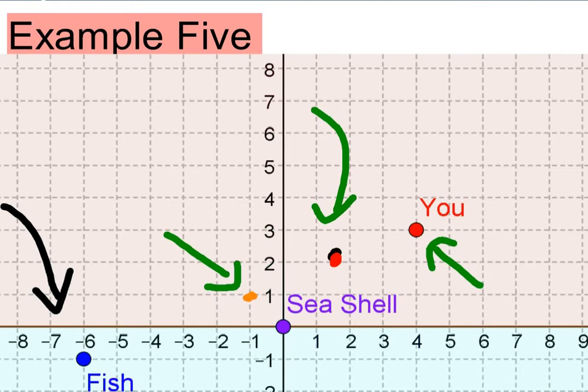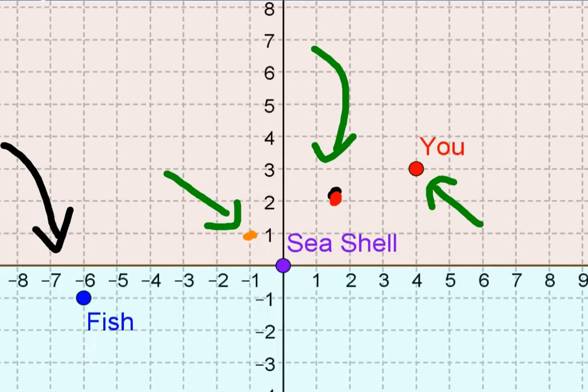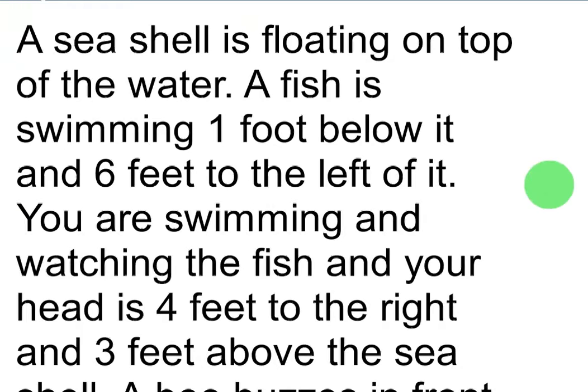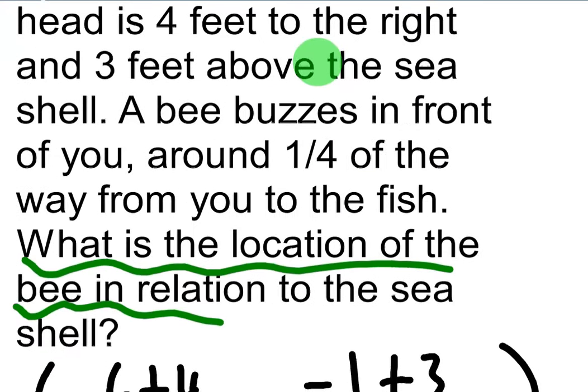Example 5. So another practical example. Let's read this one together. I think it's on the next page. A seashell is floating on top of the water. A fish is swimming 1 foot below it and 6 feet to the left of it. You are swimming and watching the fish, and your head is 4 feet to the right and 3 feet above the seashell. A bee buzzes in front of you around 1/4 of the way from you to the fish. What is the location of the bee in relation to the seashell?